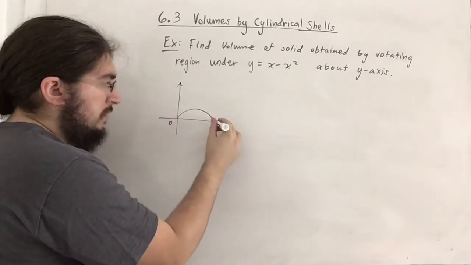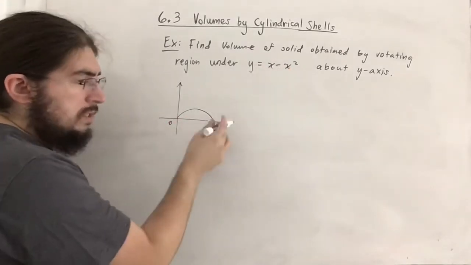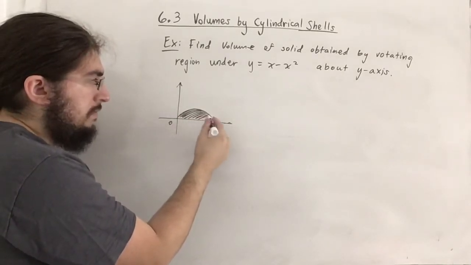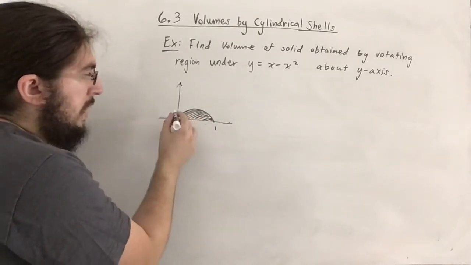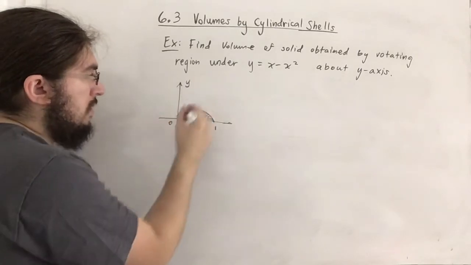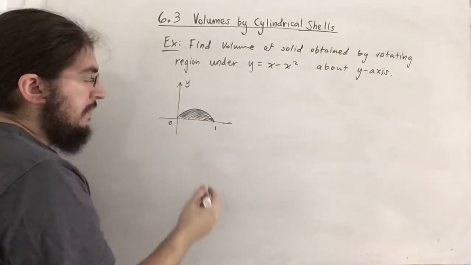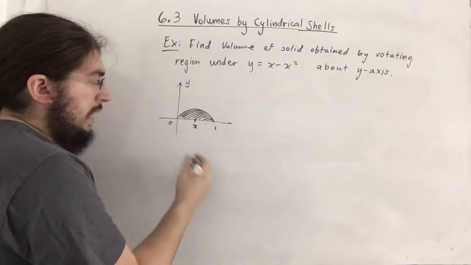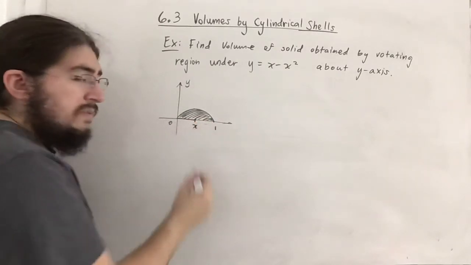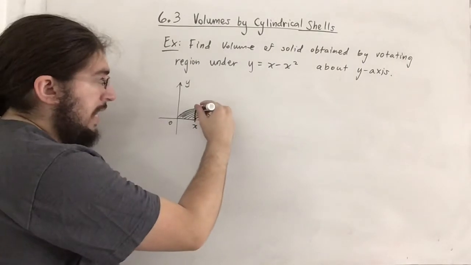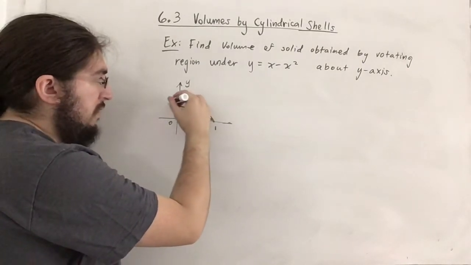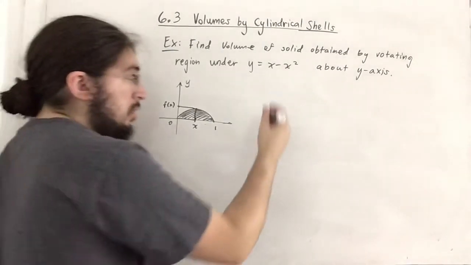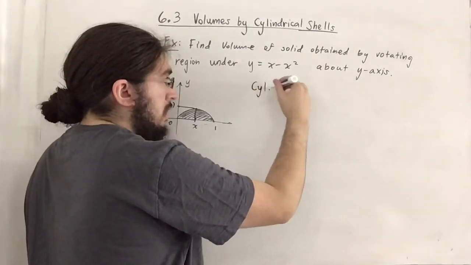We know that it goes from 0 to 1 because we found the zeros, which are the x-intercepts. This is the shaded region, which I'll shade in black. And then we're rotating that about the y-axis, so we know what the shape will look like, and that's fine. Now, remember that if you pick any particular x value in between, this represents the radius of our cylindrical shell, and the height of that particular x value, which is just f of x in this case, represents the height of that cylindrical shell.